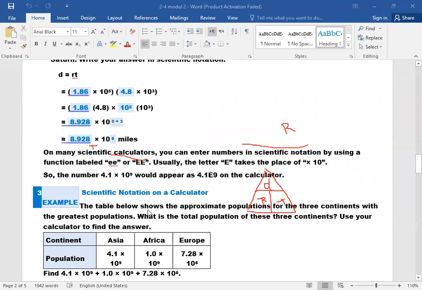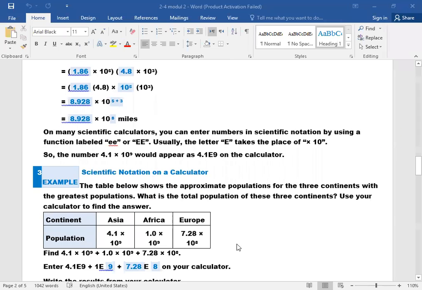The table below shows approximately the population of 3 countries with the greatest population. What is the total population of these 3 countries? Use your calculator to find the answer.